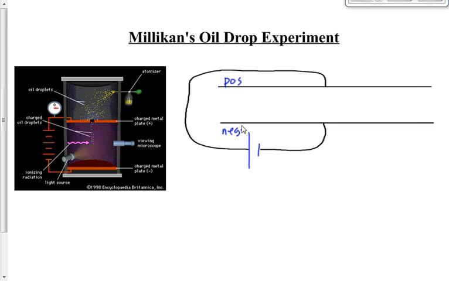Now, what you do here, or what Millikan would have done here, is inject microscopic droplets of oil. Oil is good because it holds a charge well. We inject these microscopic droplets of oil using what we call an atomizer. An atomizer is kind of like a perfume dispenser. You put on perfume or cologne in the morning, you spray it.